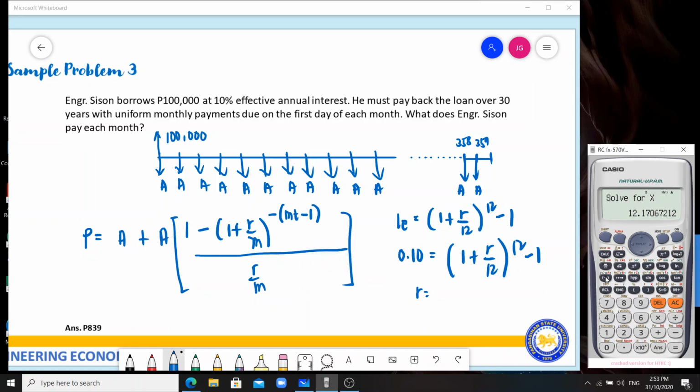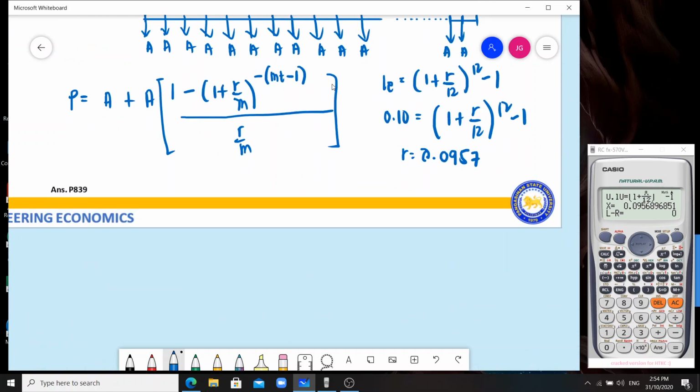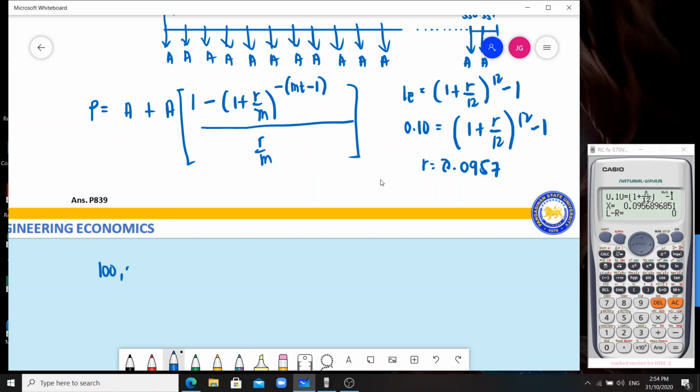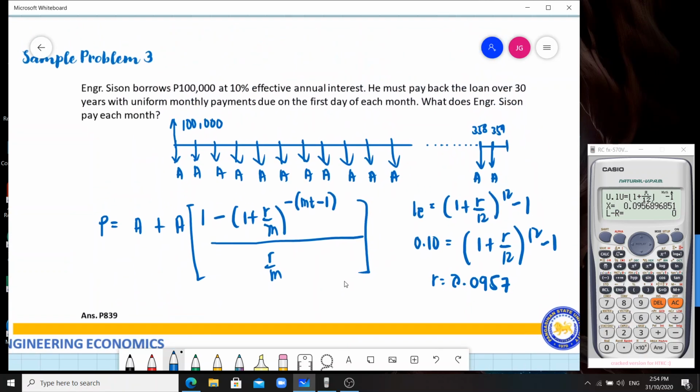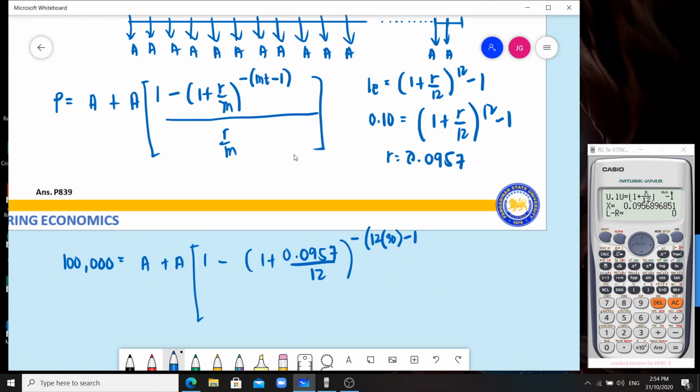Ang makukuha natin ay 0.0957. Okay, 0.0957. So, yan yung nominal rate. I-substitute na natin. Ang utang niya ulit is 100,000 equals to A plus A times 1 minus 1 plus 0.0957 over 12 raised to negative 12 times ilang years yan? Ilang years ulit? 30. Okay. 30 minus 1, okay, over 0.0957 over 12. Okay, so shift solve.